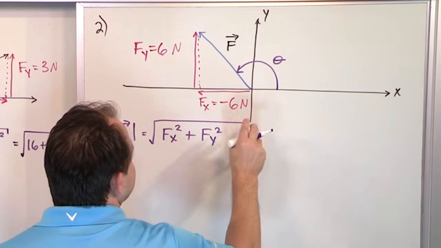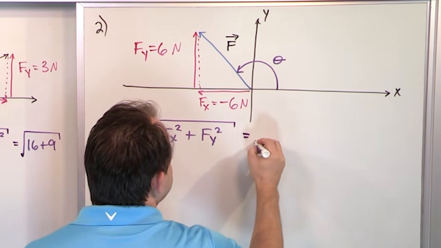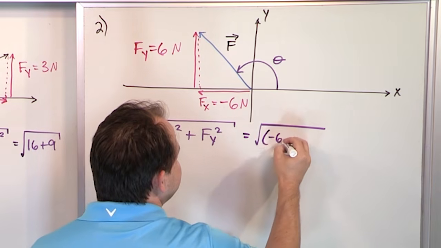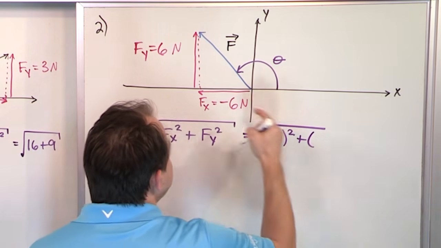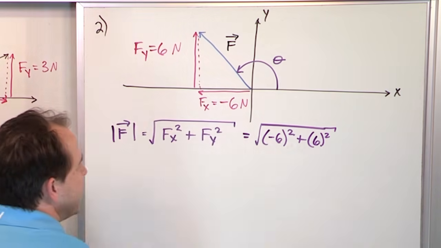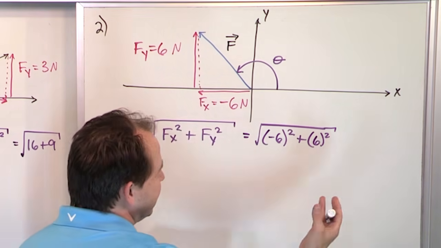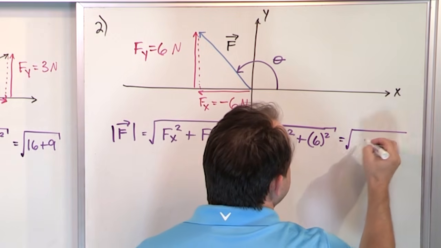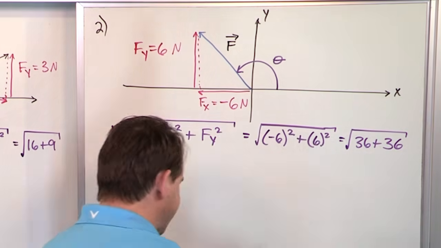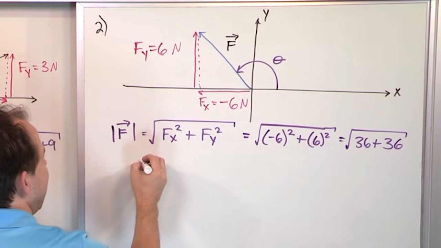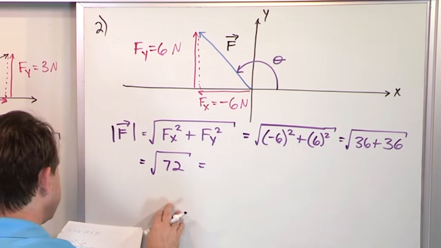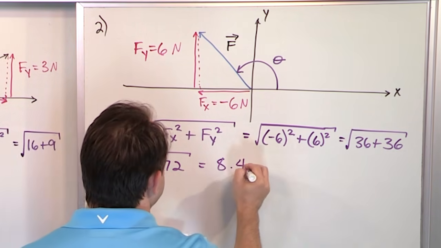So what are we going to plug in here? This is going to be the square root. For Fx, it's negative 6. So let's write it as negative 6, but we have to square it. And the y component is positive 6, so we'll square that as well. Now, when you square a negative number, you just get a positive 36. So what you're going to get in here is positive 36 plus another positive 36. And that's underneath the radical. So what you're going to have is the square root of 72. And when you take the square root of 72 in your calculator, you get 8.49.